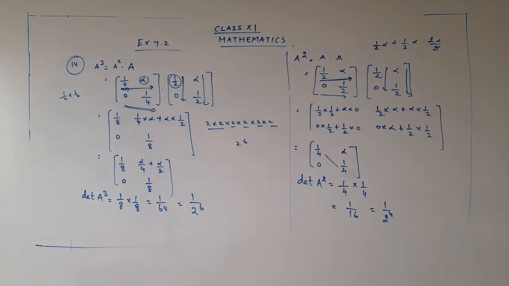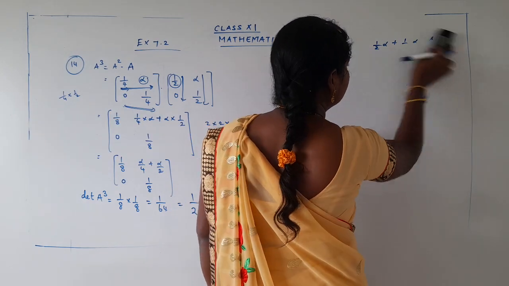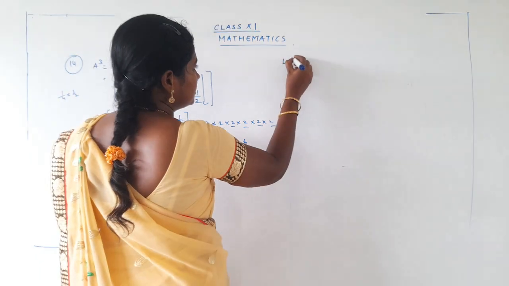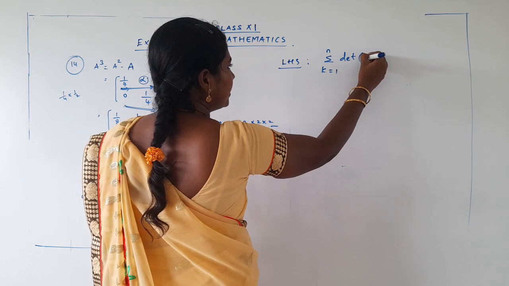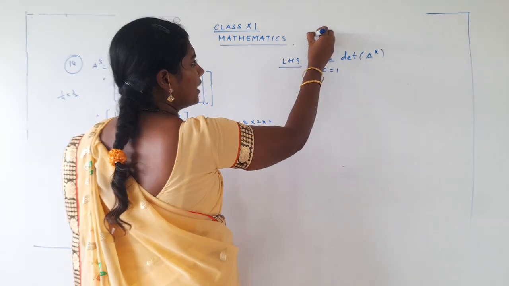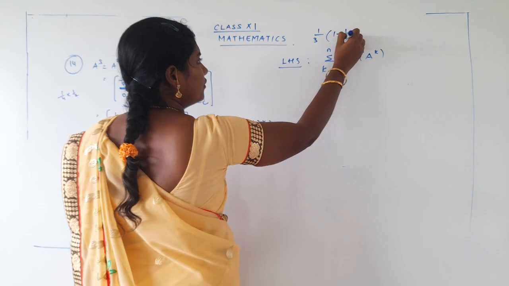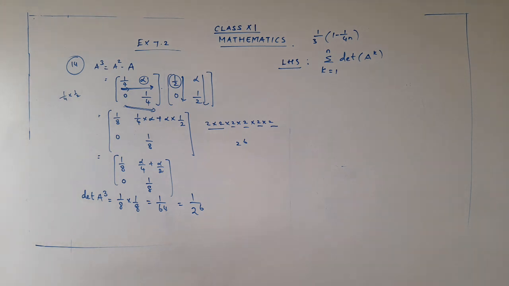Now, let's come to the LHS part. I am going to take the LHS part now. So, what is LHS? LHS is summation k from 1 to n, determinant of A raised to k. This is your LHS, and we have to show that this answer is equal to 1 upon 3 into 1 minus 1 upon 4 raised to n. This is what we have to show.